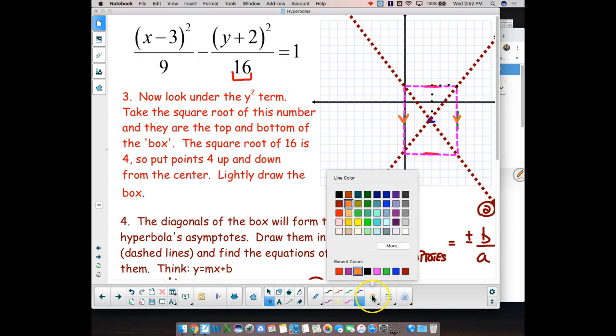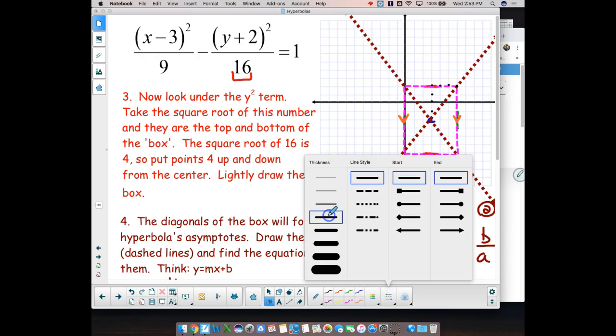Let's pick a nice, brighter color. Let's go with that one. Love it. Excited to be part of it.